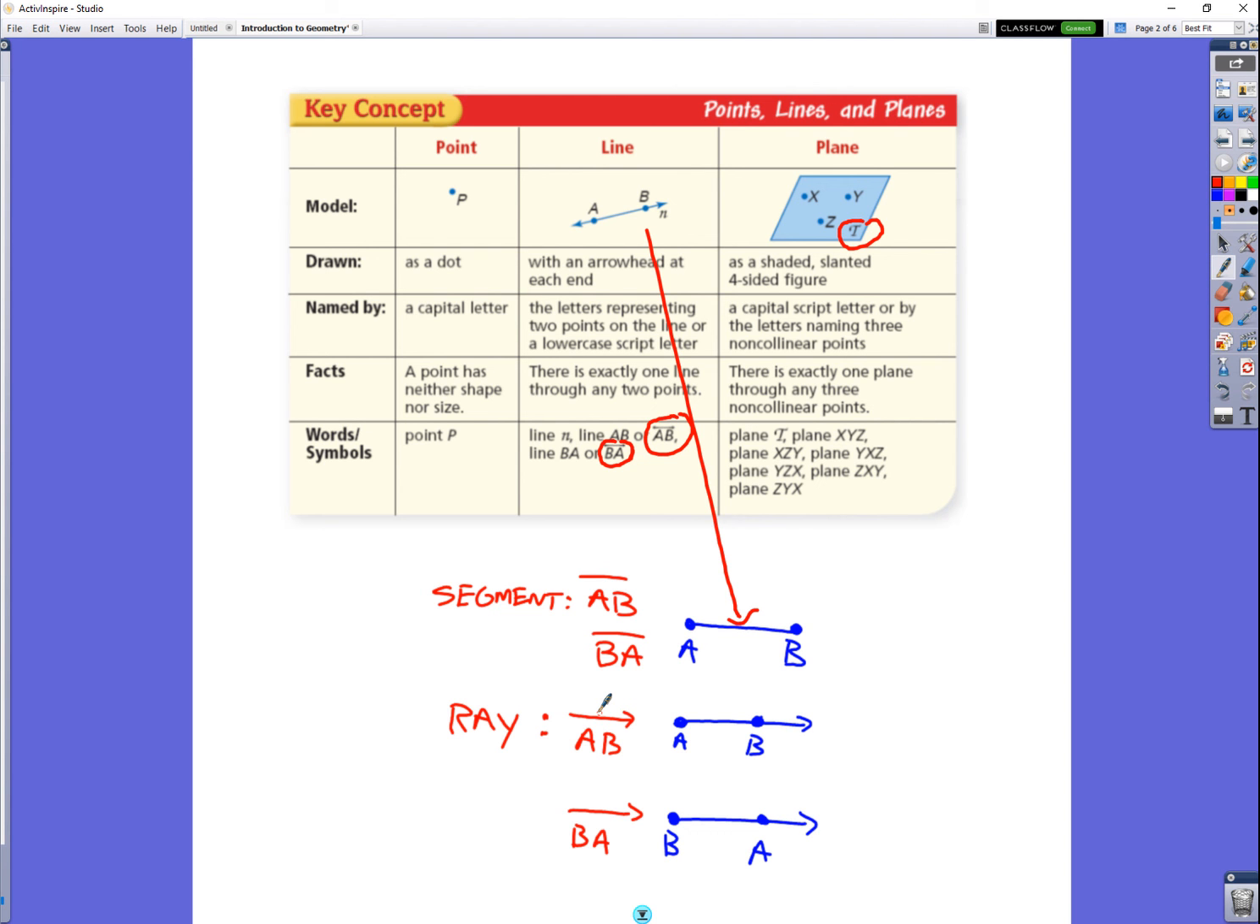We have an endpoint, which I know you hear the word end and think final, but endpoint just means that it terminates. It doesn't go forever in that direction. So we have an endpoint and a through point. If I had a diagram that looked like this, where's my endpoint? What's the one point that I'm not going forever in that direction? A. What's the point I'm going through? B. So I can only call that ray AB. I cannot call that ray BA. If I started at B and went through A, then I could call it BA.